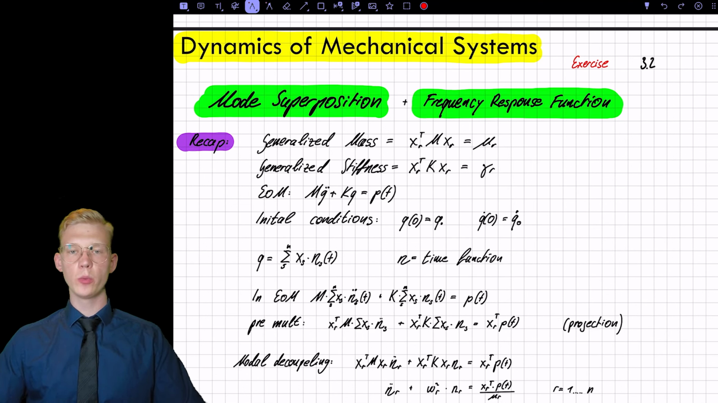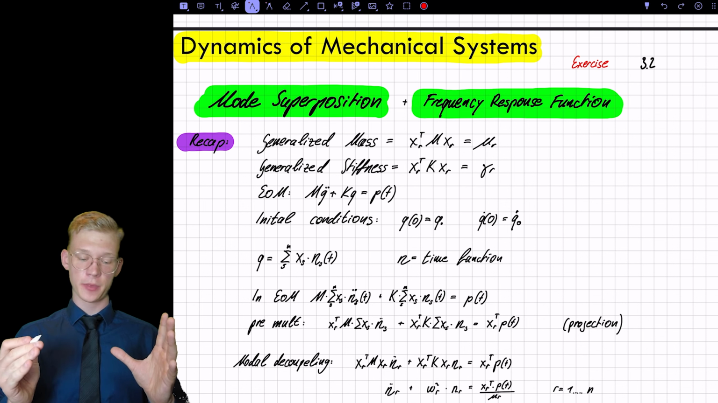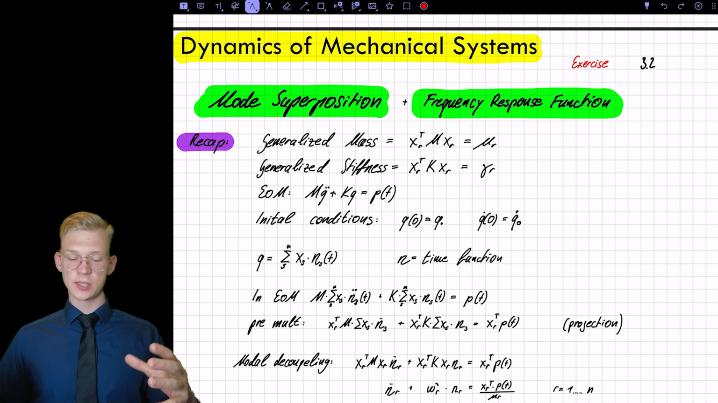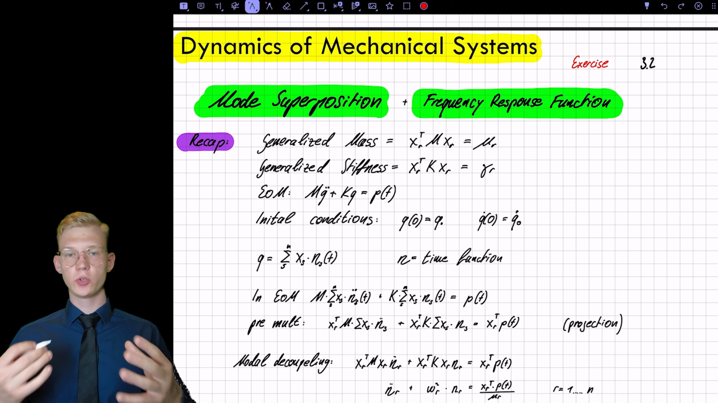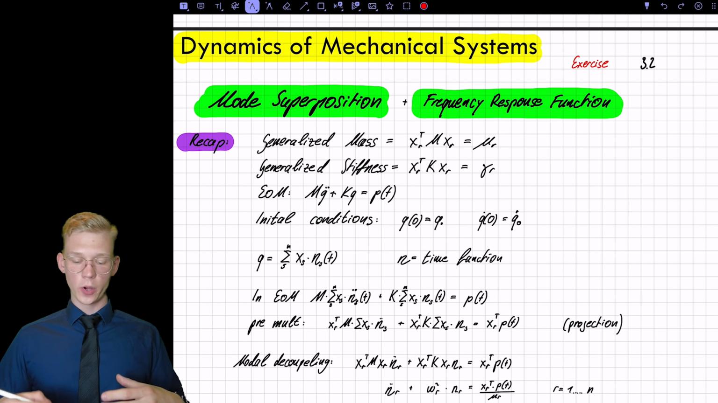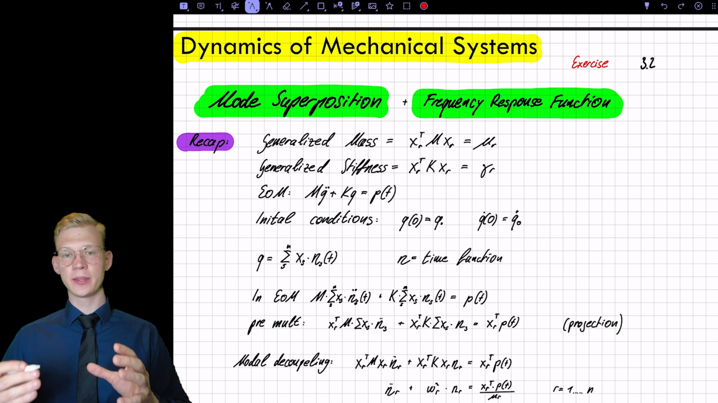In this video, we will be talking about an exercise where we will talk in depth about mode superposition and the frequency response function. So this is not a derivation. We will just use the formulas that we derived in the last videos and see how we can get the actual physical solution of a system.